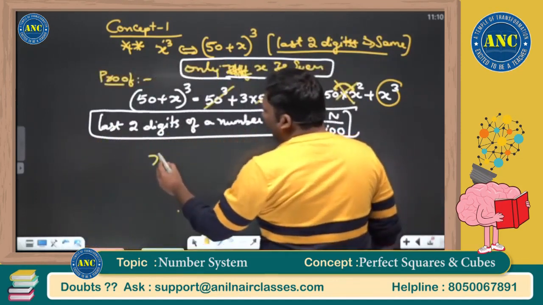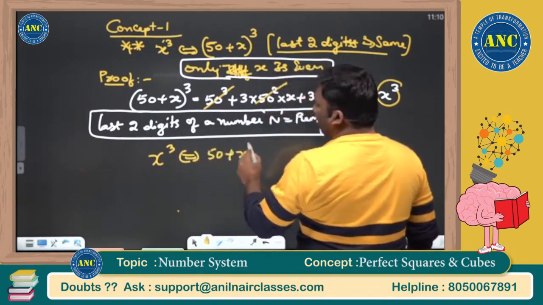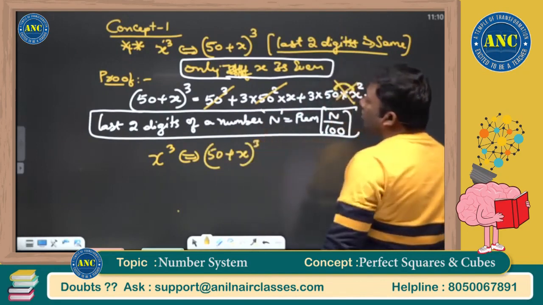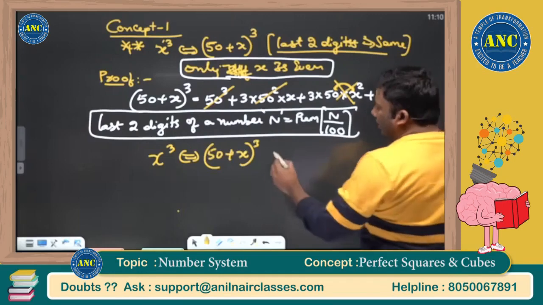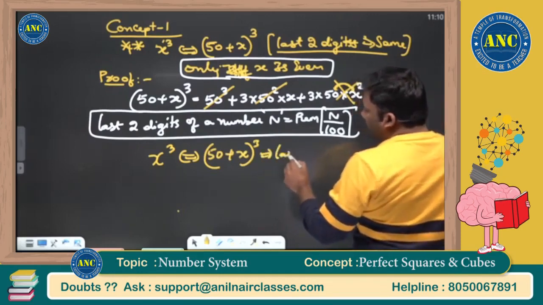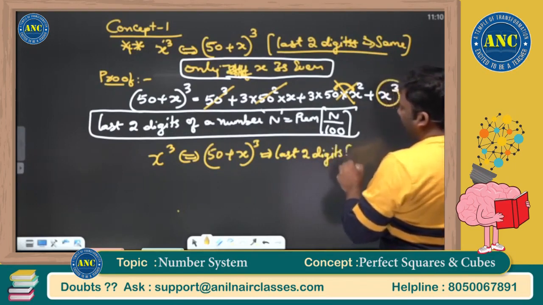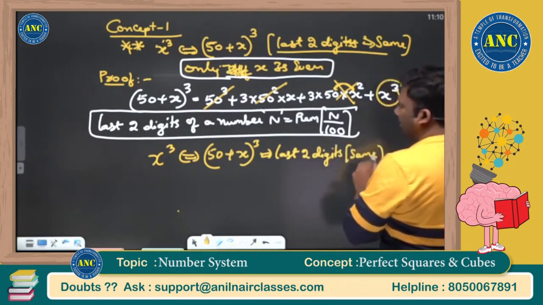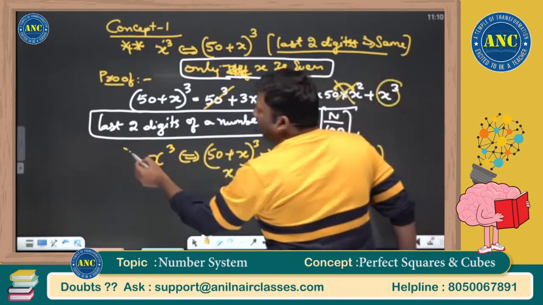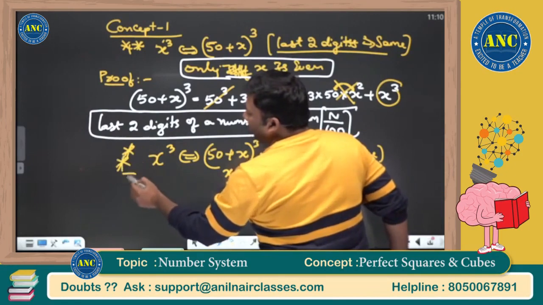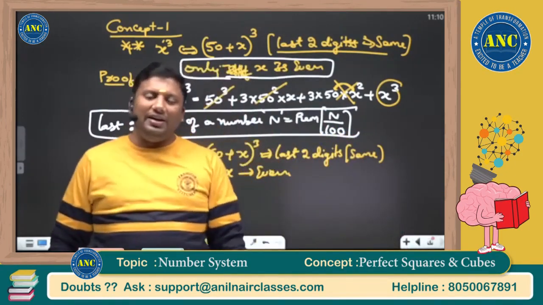So x cube and 50 plus x whole cube have the same last two digits. By knowing this, a question which will take 5 minutes to solve, you can solve in less than 1 minute. This is only possible when x is an even number. I hope the idea is clear.